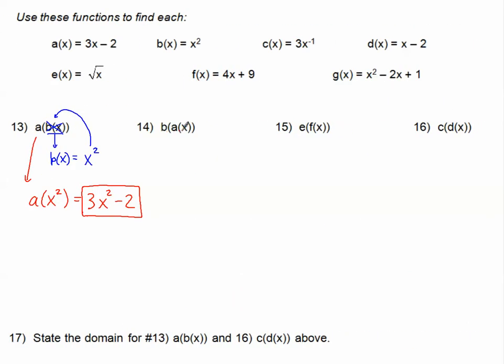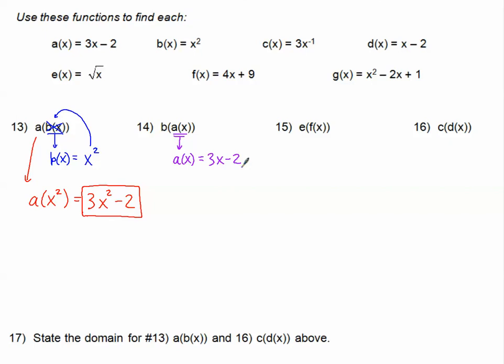Let's look at b of a of x. If we can do a of b of x, we should be able to do b of a of x. Now, some people might say, well, maybe they're just the same thing. That is very rarely the case because we are dealing with 2 different functions and we're dealing with 2 different compositions. A of b is different than b of a, most likely. But it's the same idea. We're going to start with a of x. We're going to start with the inside function. A of x is this 3x minus 2.